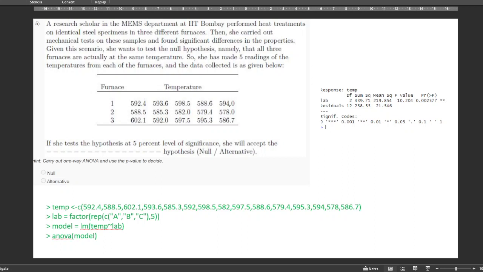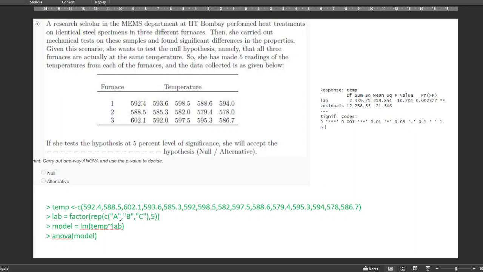We use the ANOVA test again to perform this. We give all the temperature data as an input in the form of an array. Then we are correlating the temperature values to the corresponding furnaces. I am naming them A, B, and C, and each furnace should take 5 repetitions, that is 1, 2, 3, 4, and 5.